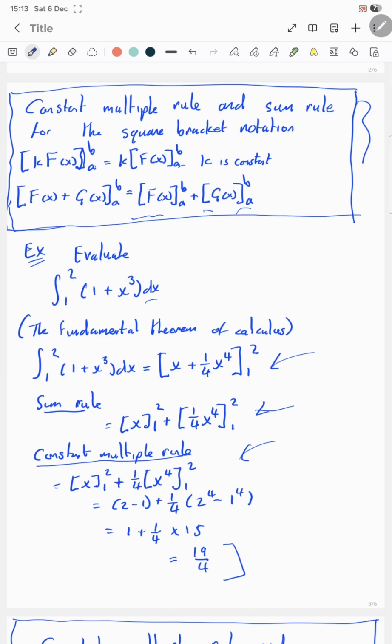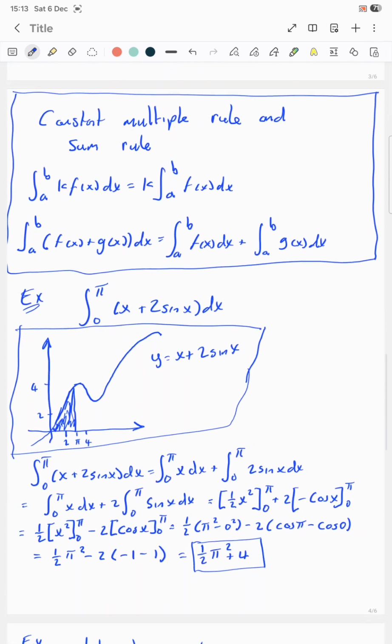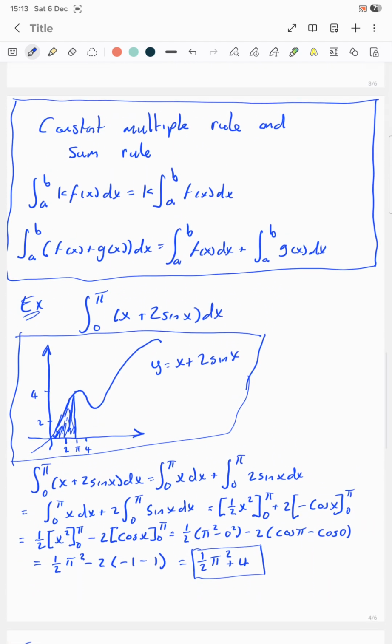Now I haven't actually said yet what a definite integral is, have I? But a definite integral is basically any integral that has a value here and a value there. If there's no values, then it's an indefinite integral, so we don't get an exact value. Anyway, moving on. Now the constant multiple rule and sum rule given here.